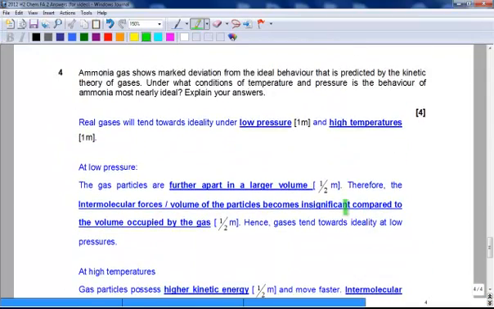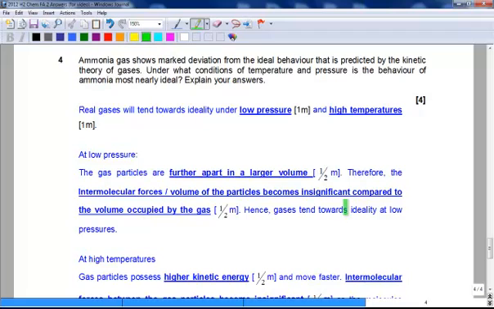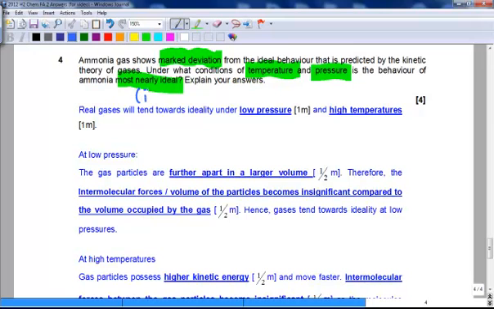For question 4, it is also a very simple question. It's actually just in our lecture notes and tutorials, exactly the same. So let's take a look. The question mentioned ammonia gas shows marked deviation. That means it deviates a lot from ideal behavior. So under what conditions of temperature and pressure is the behavior of ammonia most nearly ideal? By saying this, that means they want ideal. Under what condition will it be ideal?